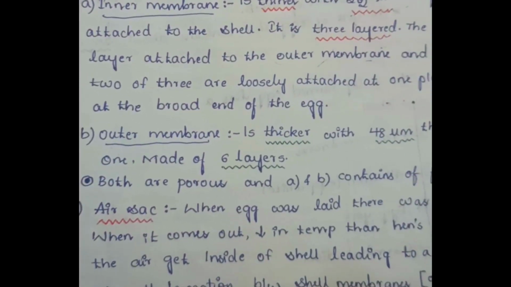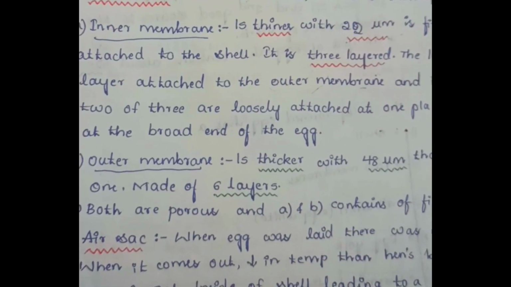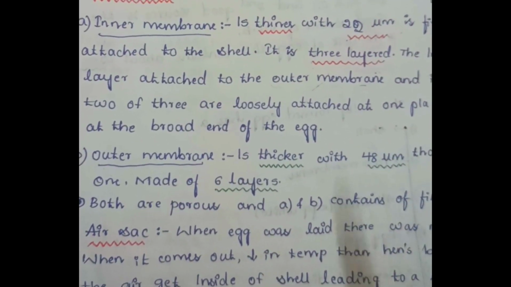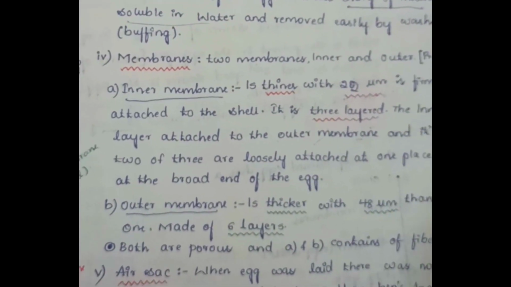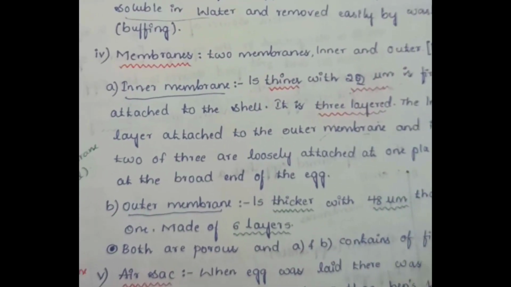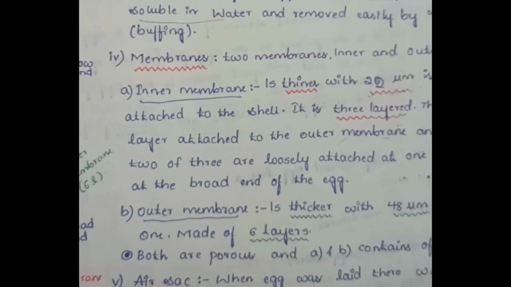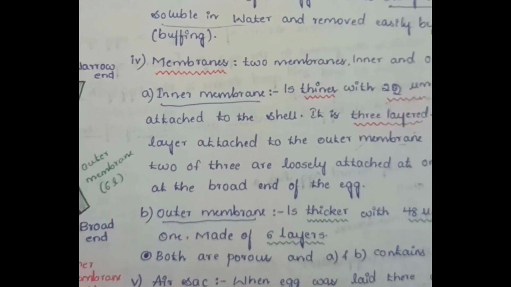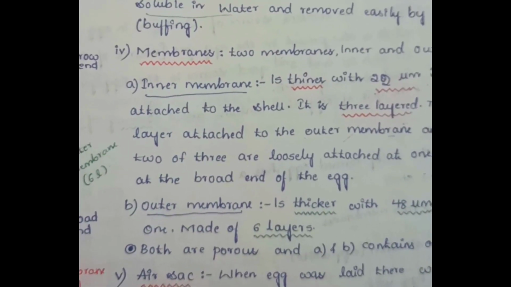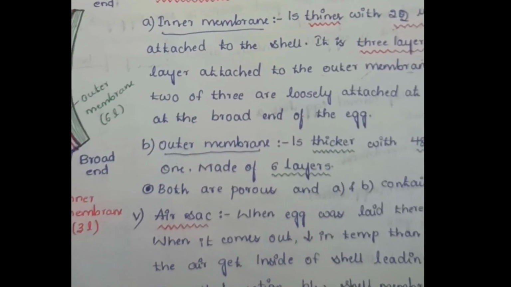Next, coming to the air sac. When the egg was laid, there was no air sac. When the egg comes out of the body of the hen, the outer temperature is lower than the body temperature. When the temperature decreases, air enters through the holes in the shell. This leads to the formation of a small air cell between the membranes.